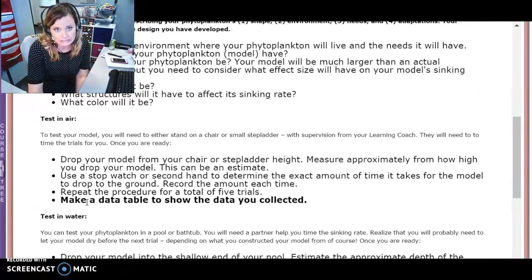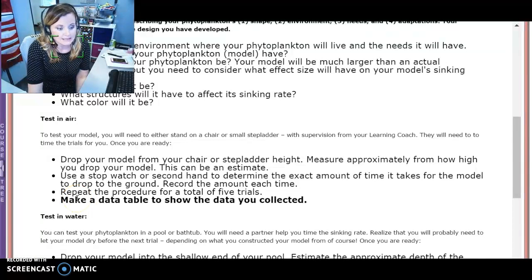Think not only about photosynthesis there, but also about camouflage and ways in which it can protect itself from predators. Maybe it has a color that helps to warn predators. Maybe it has counter shading, so it helps to blend in when predators are viewing it from below.